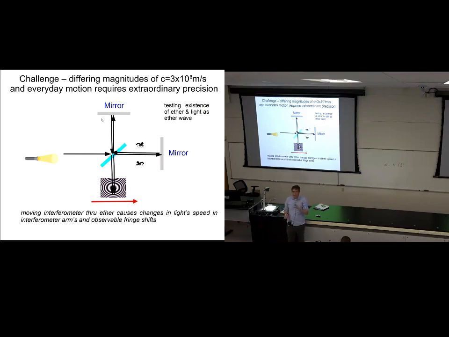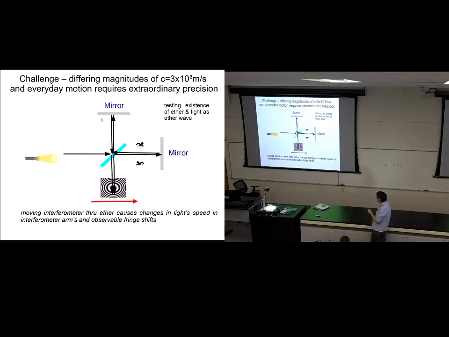You need very, very precise measurements of speed to test this idea, because you're only going to move at some tiny fraction of the speed of light through the ether. So that's the basic problem. And the Michelson interferometer was the most precise device for trying to measure tiny, tiny effects like that. In this picture here you see a cartoon of an interferometer.